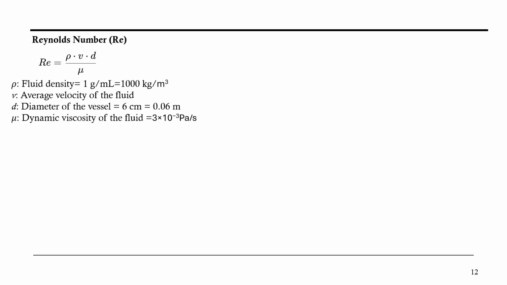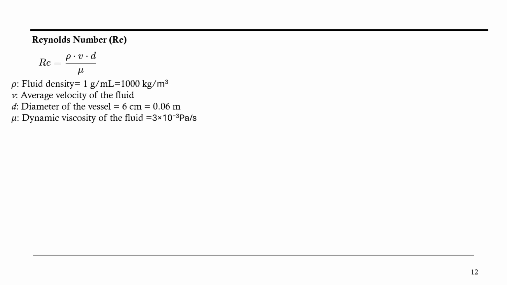Rho is the fluid density, which we have as 1 gram per milliliter, that is also equal to 1000 kilograms per cubic meter. V is the average velocity of the fluid that we need to find. D is the diameter of the vessel, which is 6 centimeters in this model, and that is variable due to the stenosis. Mu is the viscosity of the fluid, which is 3 times 10 to the power of -3 Pascal-second.